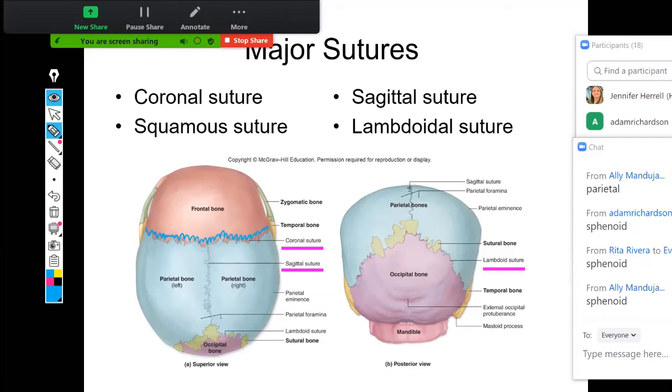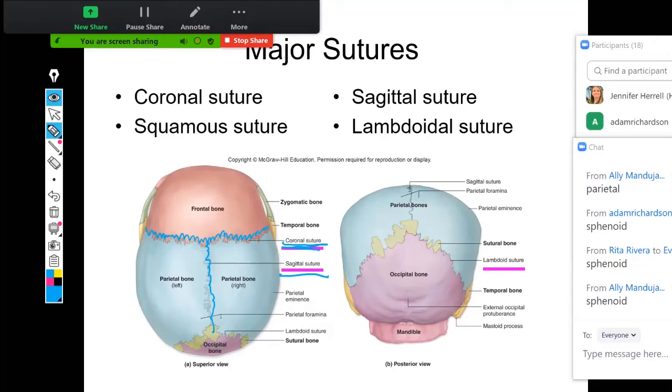Let's talk about them. This one that I've just drawn that goes between the frontal and the two parietals is called coronal, because it goes along the coronal plane. This guy between the two parietals is called the sagittal suture, because it goes along the sagittal plane. Same names as the planes.